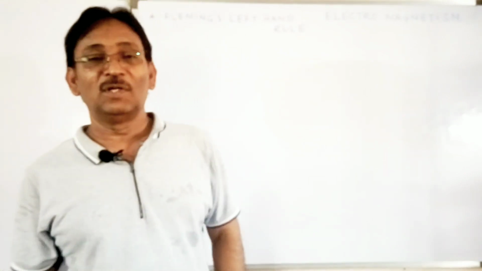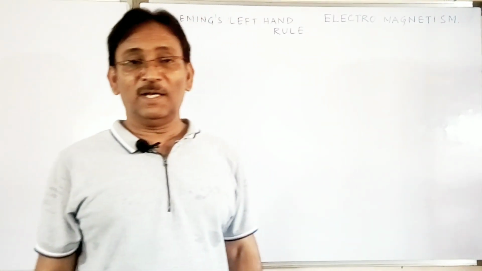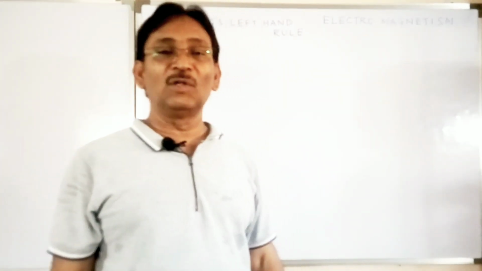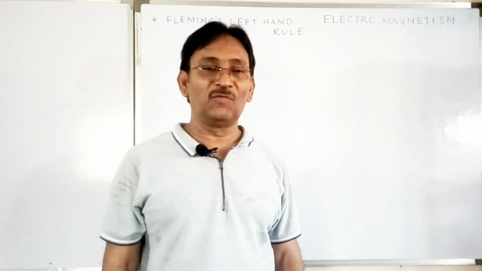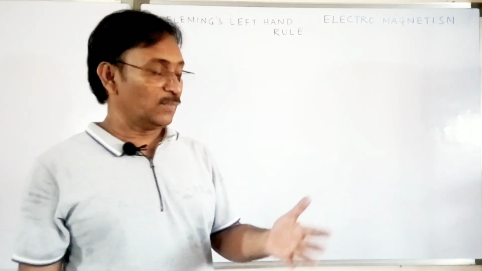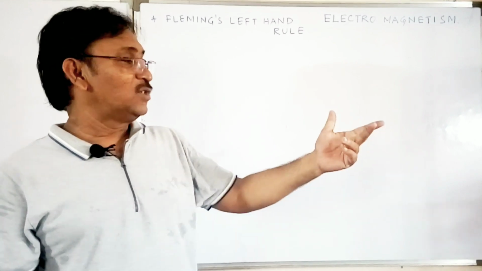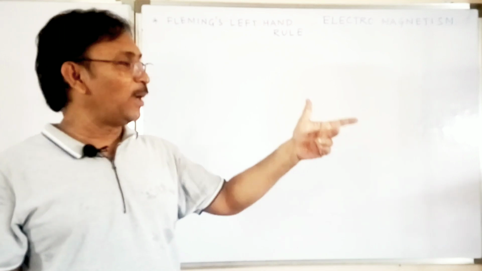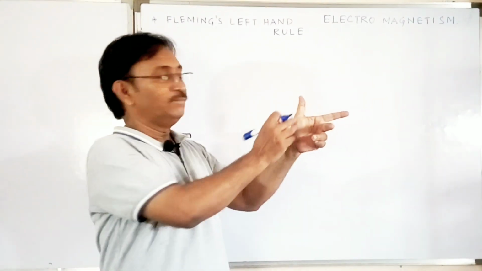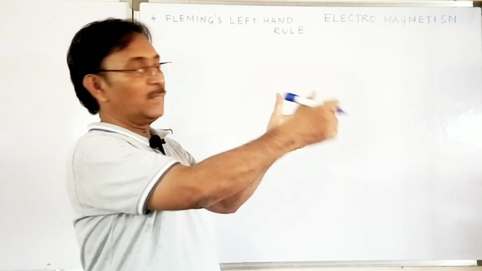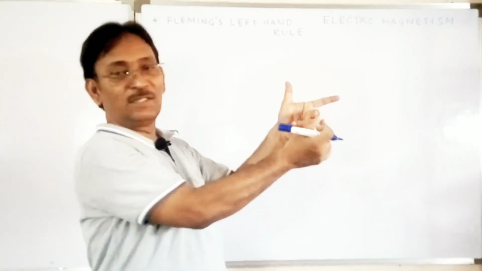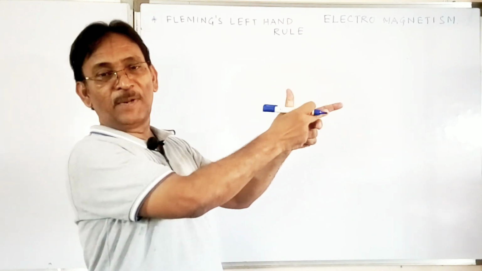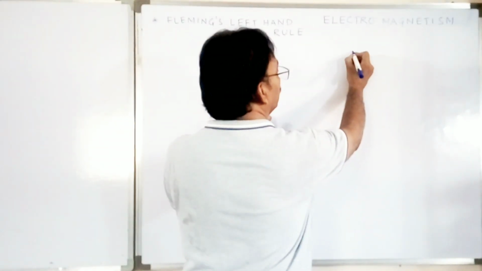Now we are going to learn about Fleming's left-hand rule. Here, Fleming's left-hand rule is used to find out the direction of the force acting on a charged particle kept in a magnetic field. It can be stated like this. Here it is the left hand, and stretch the fingers of the left hand in mutually perpendicular directions like this. See, it is the thumb, the pointer, and the middle finger. We are stretching three fingers in mutually perpendicular directions. I am showing that here.